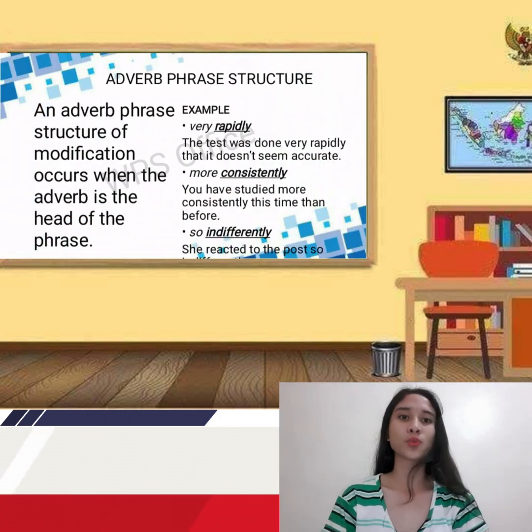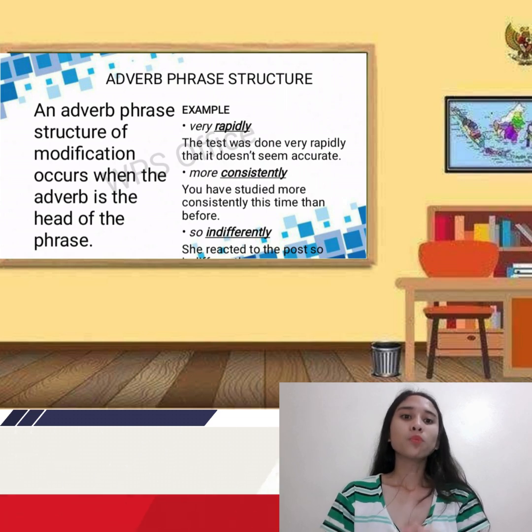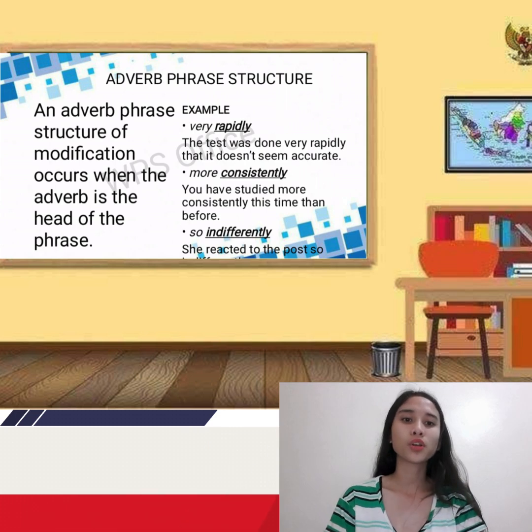Let's proceed to the last one, adverb phrase structure. An adverb phrase structure of modification occurs when the adverb is the head of the phrase. Example, very rapidly. The word rapidly there is the head, and it is modified by the word very. More consistently. The word consistently is our head, and it is modified by the word more.